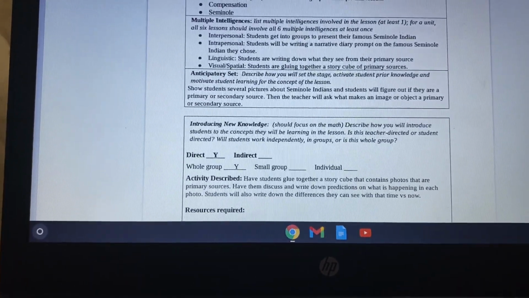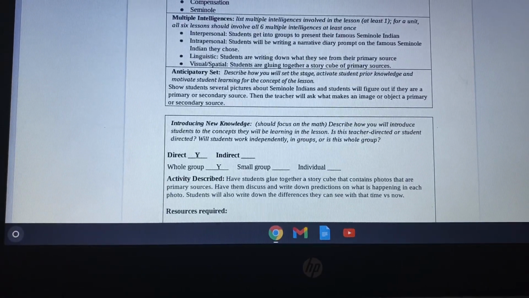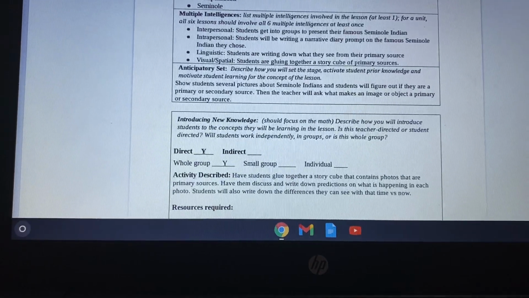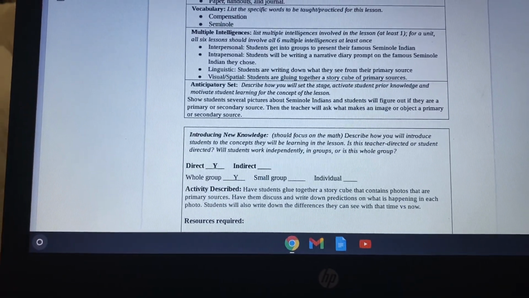So for anticipatory set, I said show students several pictures about Seminole Indians, and students will figure out if they are a primary or secondary source. Then the teacher will ask what makes an image or object a primary or secondary source.